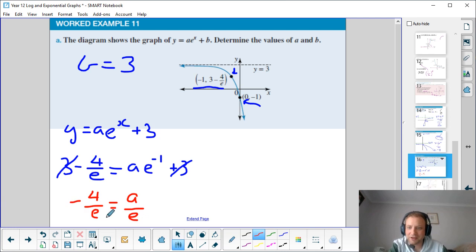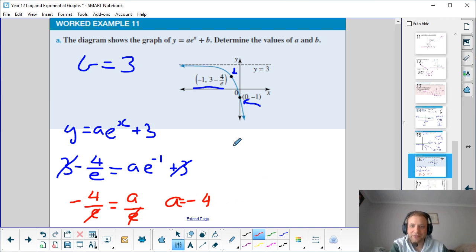And then I've got a fair bit going on in common between these two sides. They're both being divided by e. So if I just cancel those two things out, keep them equivalent, or say I'm timesing both sides by e, that'll go. And I'm left with A being -4. Okay, that's the answer to A.